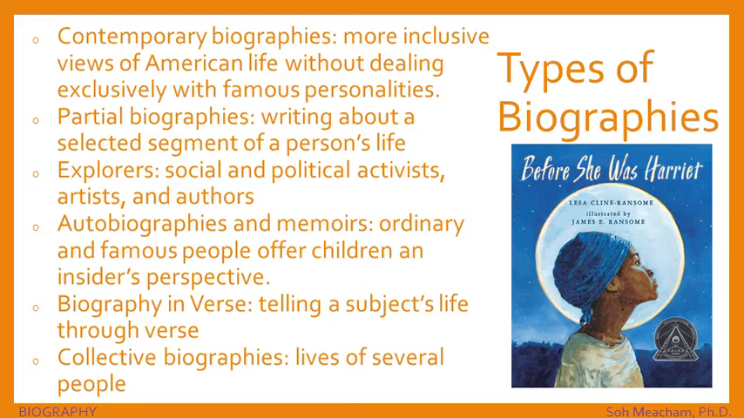Biography in verse tells a subject's life through verse. Before She Was Harriet, written by Lisa Klein Ransom, features a small slave girl named Araminta. She longed for the day she could leave behind slavery along with her name and pick a new one, Harriet. The text of this book is a free verse poem. Collective biographies contain a number of short biographical pieces about subjects with a commonality, something like lives of the presidents, lives of the musicians, lives of the athletes, lives of the explorers, which are all written by Kathleen Kroll.